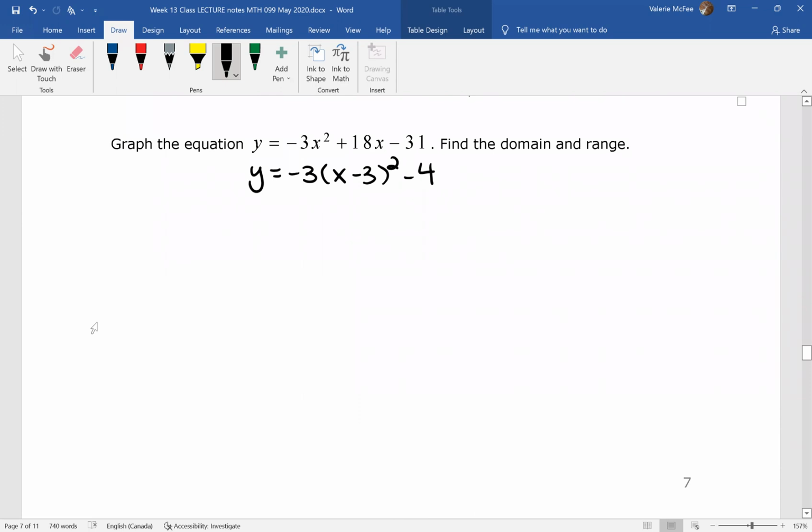So we know the vertex. We have that 1 point on the line. We know that it's going to open down. And we need to find one other ordered pair. If I look at the standard form of the equation and I let x equal 0, my y-intercept would be -31. That's an easy point to find, but -31 makes my graph too big. So I'm going to let x equal some other value.